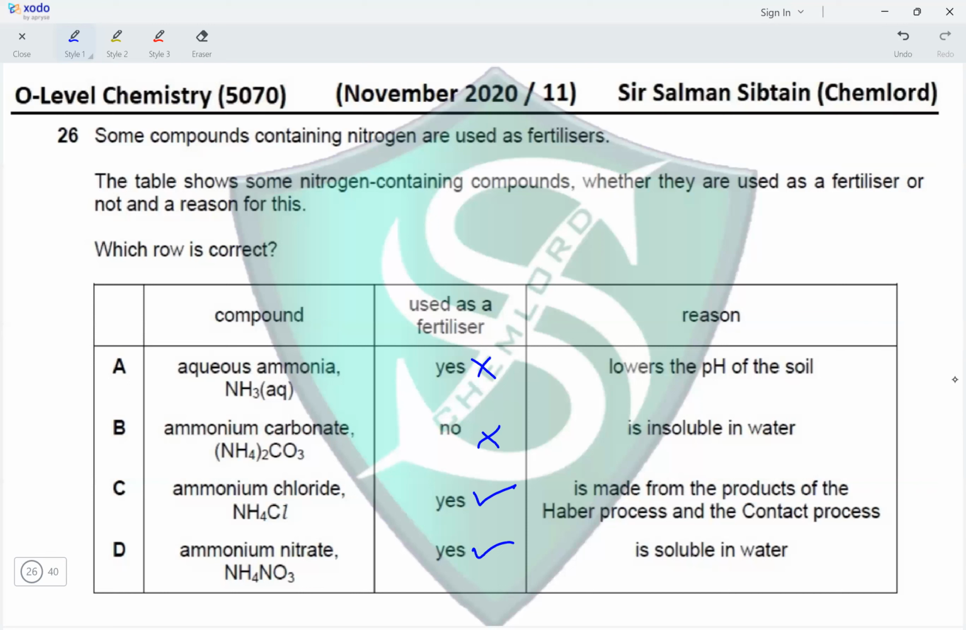The reason for use of ammonium chloride is made from the product of Haber process and contact process. No, contact process produces sulfuric acid. This would produce ammonium sulfate, not ammonium chloride. So the reason is wrong. And for ammonium nitrate, is it soluble in water? Yes. All nitrates are soluble in water. So when used as fertilizers and when you water the land, the salt would dissolve and go deeper inside, fertilizing the soil better. So this makes option D the correct option for this question.